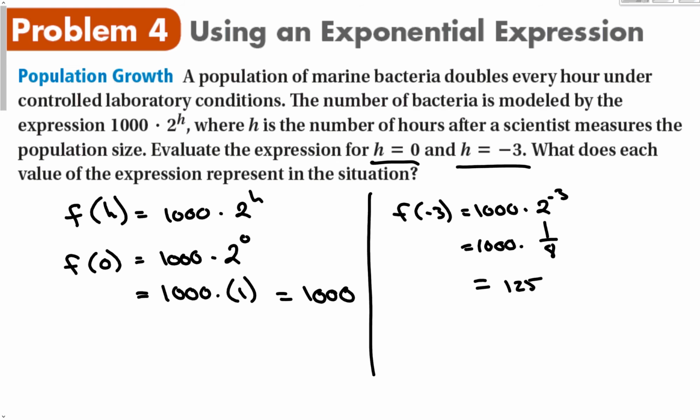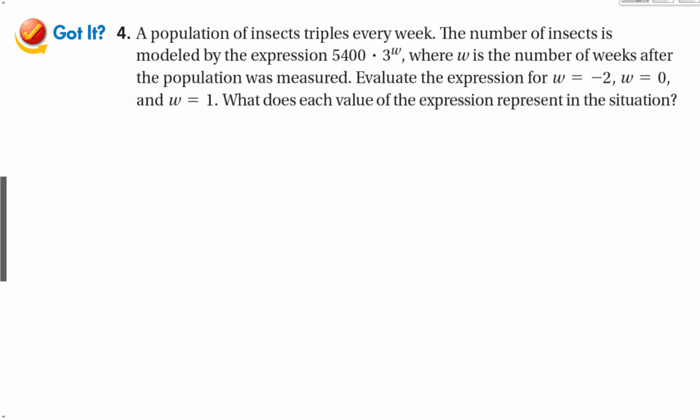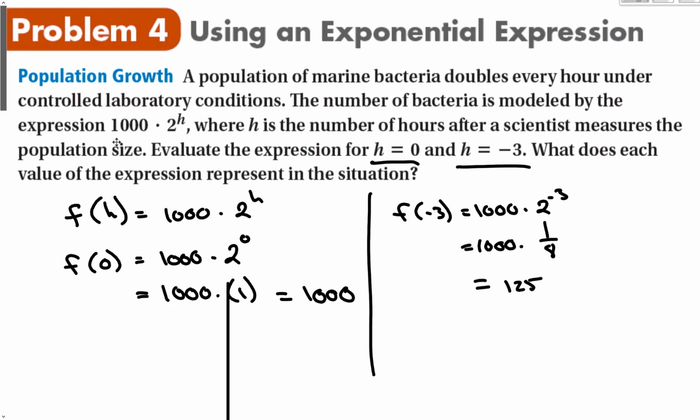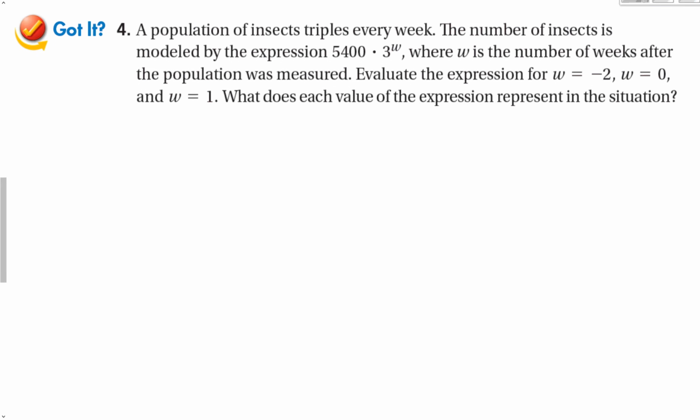Okay, let's try a got it problem. A population of insects triples every week. The number of insects is modeled by the expression 5,400 times 3 to the W power, where W is the number of weeks after the population was measured. Evaluate it for -2, 0, and 1. So, sorry about that, we're going to do W equals -2, W equals 0, and W equals 1.